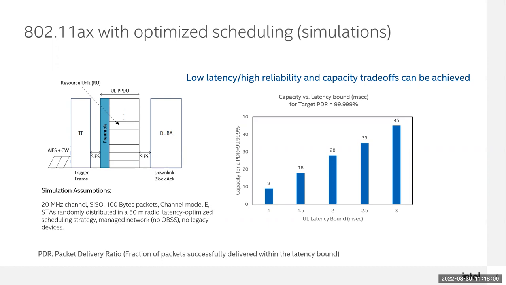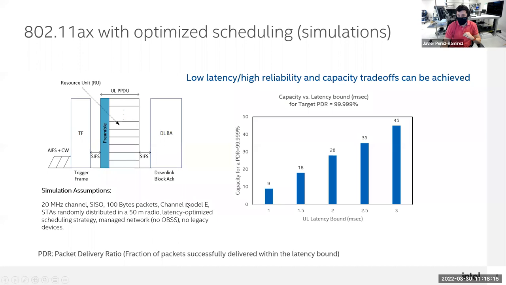In this case, the scheduler tries to optimize the latency. So we try to serve everyone with that latency and the PDR that Javier showed. And one thing I want to mention here, Dave: we're using the IEEE channel model E, which is the channel model that adds more fading to the channel.